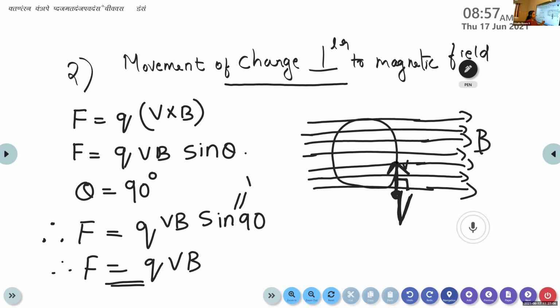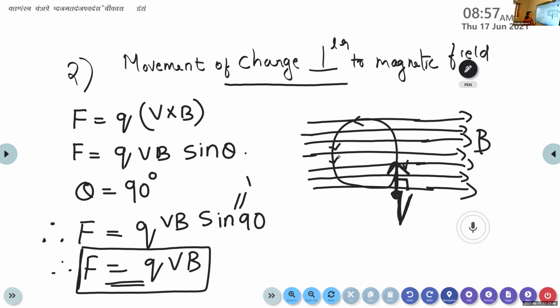So whenever the charged particle enters into the magnetic field in a perpendicular manner, it experiences a force. That force is given by F is equal to QVB. But due to this force, it undergoes a deflection. Due to this deflection, it follows a circular path inside this uniform magnetic field. And we know that if any object follows a circular path, it experiences another force. What is that force? Yes, it experiences centripetal force.